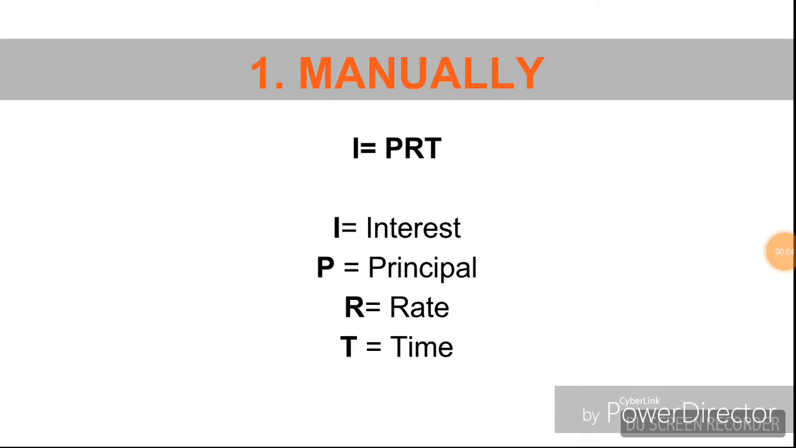formula. To compute manually, you'll be needing the formula I equals PRT. I stands for interest, P stands for principal, R stands for rate, and T stands for time.